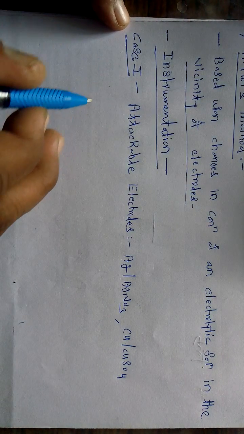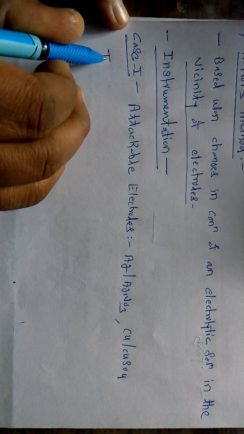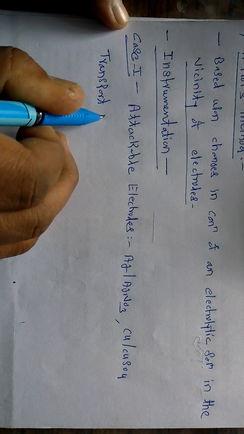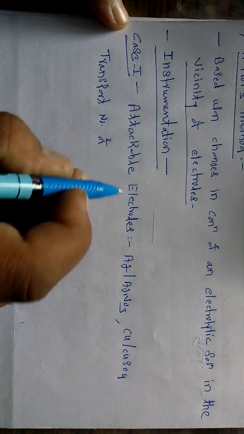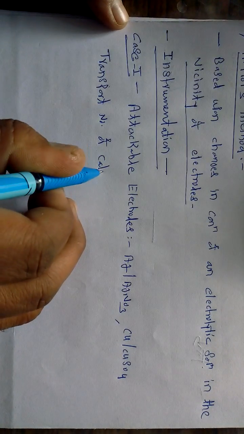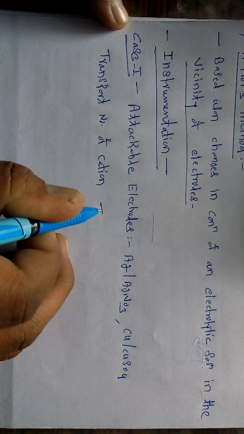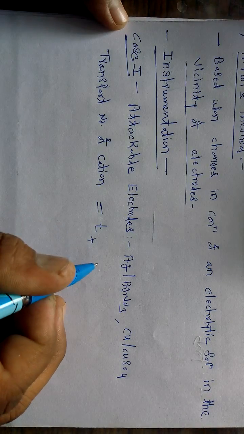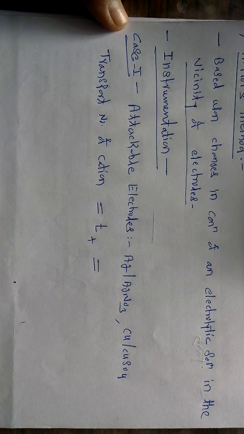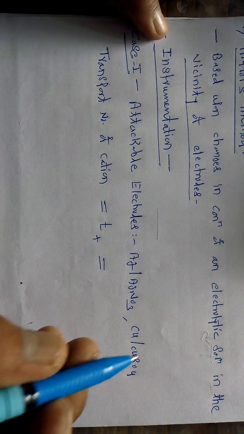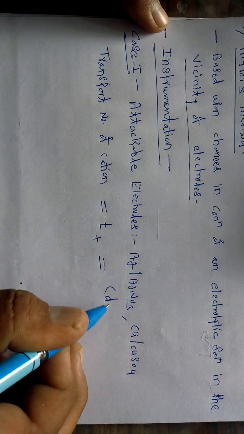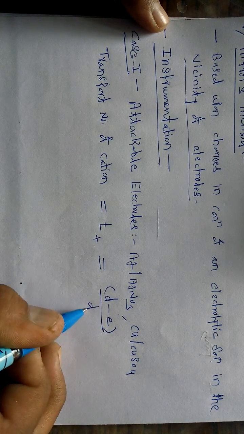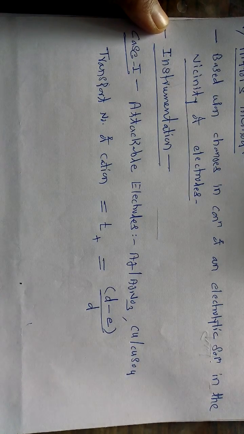So the transport number of cation, by using these attackable electrodes, is represented as small t plus. The transport number of cation, t plus, is given by the equation d minus e, small d minus e divided by d. So we have to calculate this transport number by using this simple equation.